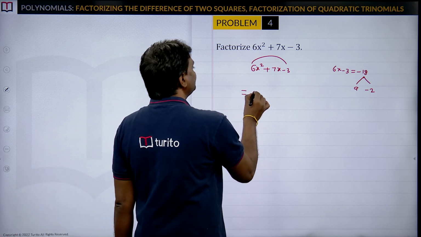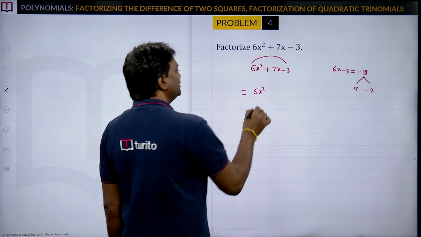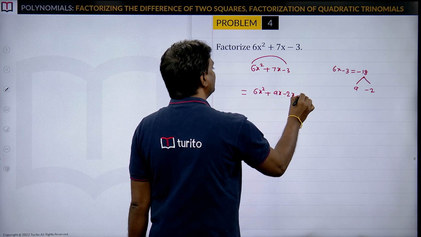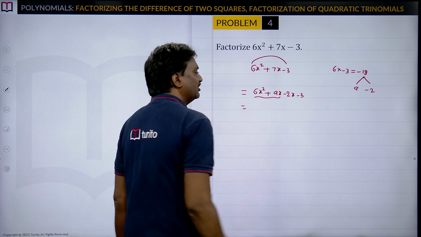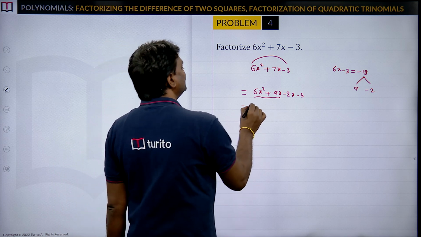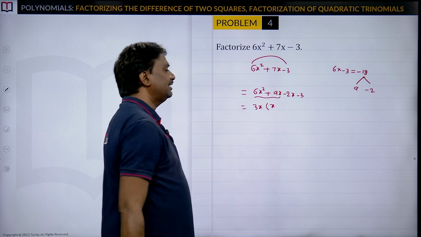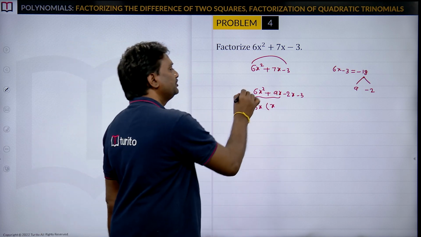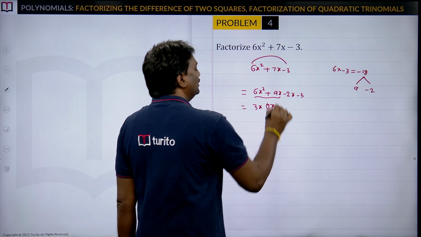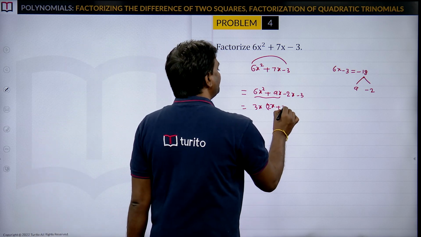So, we can express 6x square by writing 7x as 9x minus 2x, plus 9x minus 2x minus 3. Consider the first two terms 6x square plus 9x. From these two terms we can take 3x as common. 6 can be written as 3 into 2, and 9 can be written as 3 into 3. Since we have taken 3x as common, we get 2x plus 3.